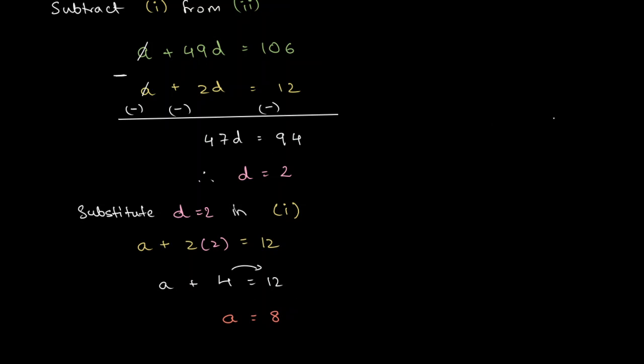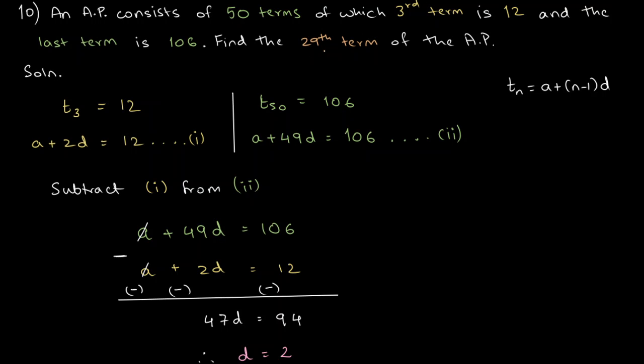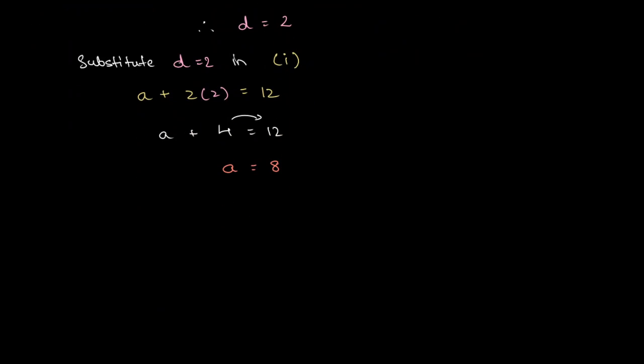Alright, now I have the value of a and the value of d. I want to find the 29th term of the AP, right? So the 29th term, T29, is equal to a plus 28d, since n minus 1, 29 minus 1, makes 28. I have the value of a and d, so let's plug those values in. I know a is equal to 8 and d is equal to 2. So 28 into 2 is 56, and 56 plus 8 will give me 64.